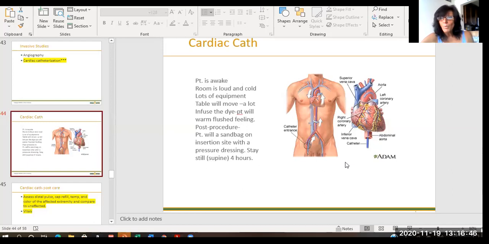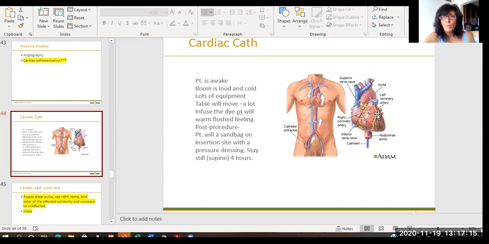And depending on what we find, one of two things happens. Actually, one of three things happens. One, nothing, because we don't find anything. Everything's fine, and we go, all right, you're good. Two, we find a problem with one or more of the coronary arteries, but it's not a horrible problem. It is a minor problem. So there's maybe a 30% blockage or 20% blockage in one of the coronary arteries.